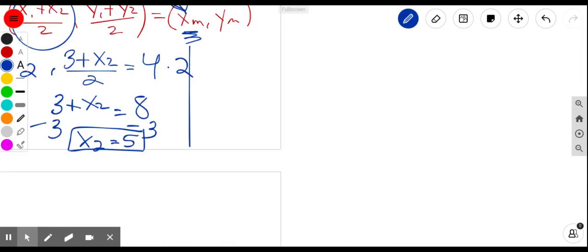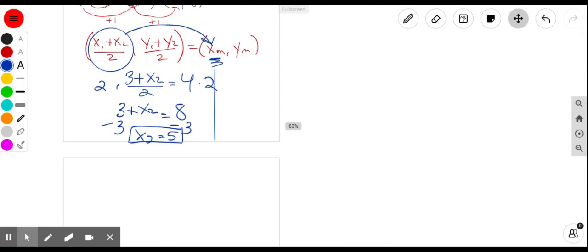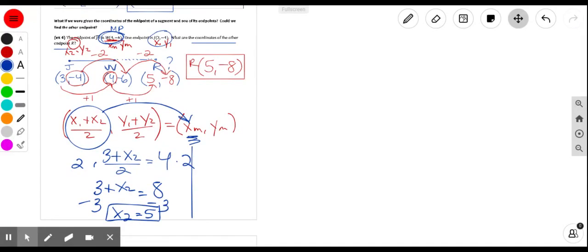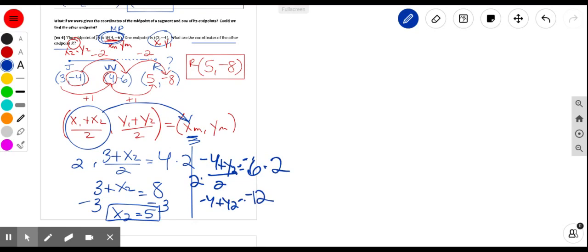Okay, let's come back and do the same thing with the y. I'm going to plug in (y1 plus y2) over 2 equals ym. So y1 is negative 4, plus y2, over 2, equals the y coordinate of the midpoint, which is negative 6. Then we solve for y2, so you multiply both sides by 2. So then you have negative 4 plus y2 equals negative 12. Add 4 to both sides, and you get negative 8. So it's the same thing, just a little more work.